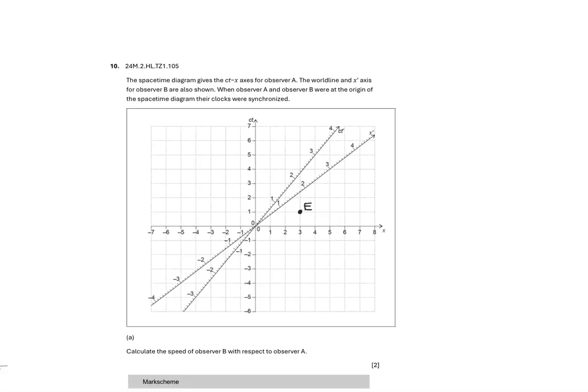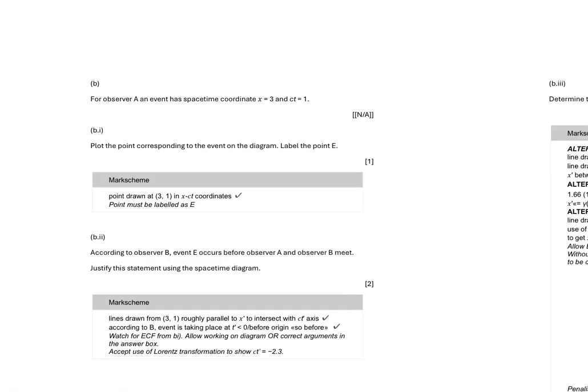And I'm reading the question and I'm like, who the heck are A and B? And it says it right in the beginning of the problem. So I'm talking about S and S prime, so let's define that, maybe more for myself than for anyone else. The axes for A are the regular axes, and the axes for B are the space-time shifted axes. Observer A is in the regular S inertial reference frame, B is in S prime. So B double I says, according to B in S prime frame, event E occurs before observer A and B meet.